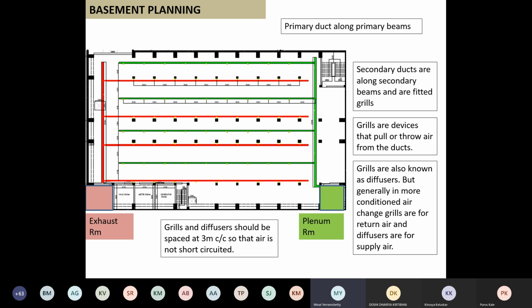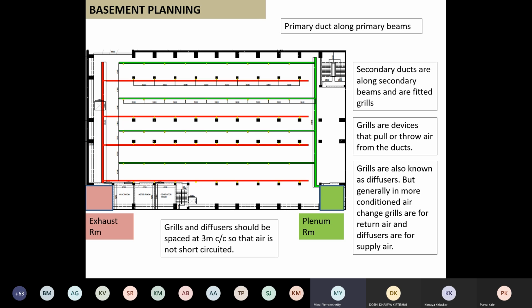Grill is a larger umbrella. Grill and diffuser are used for two different things. Grill is maintained for exhaust, where I take the entire stale air out, while diffusers are generally for fresh air. In AC also, as well as in mechanical ventilation.